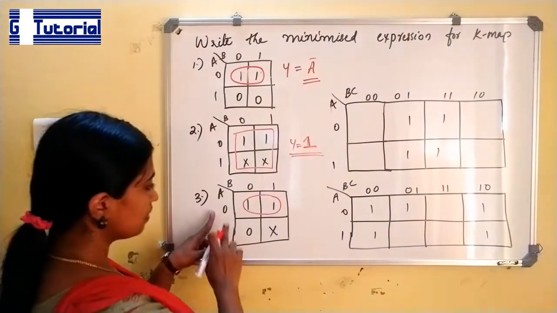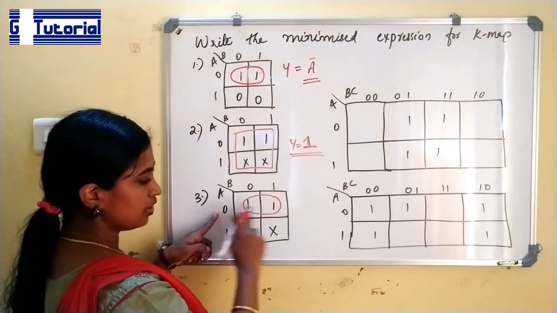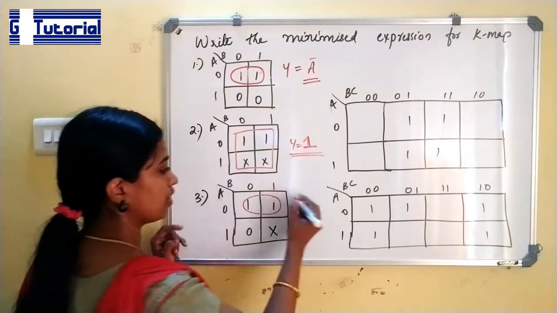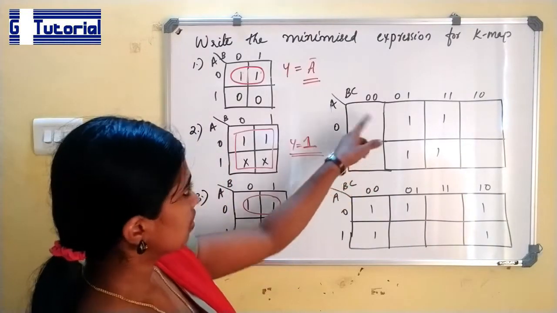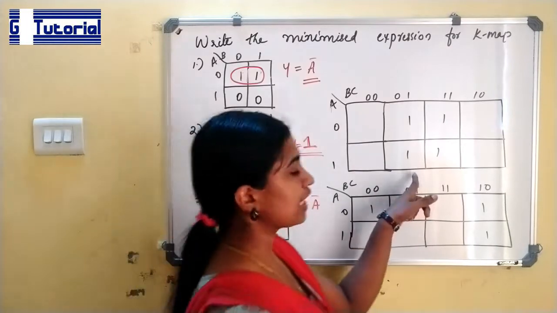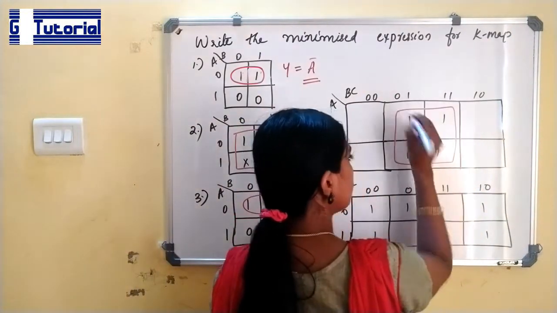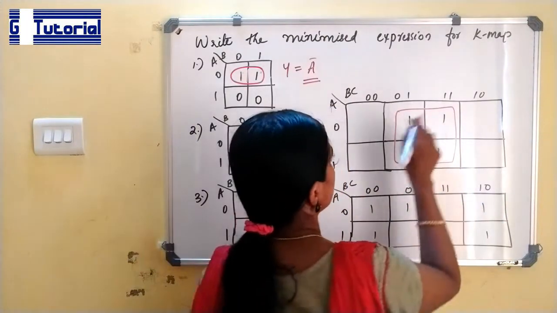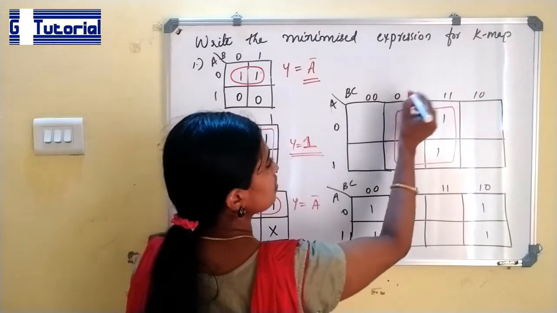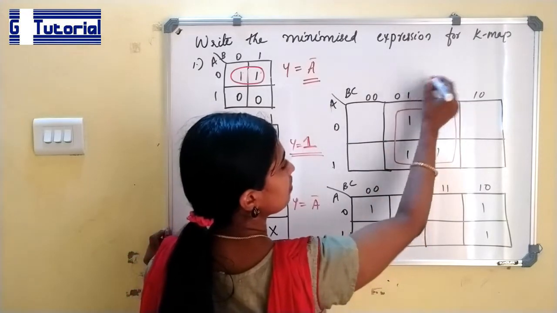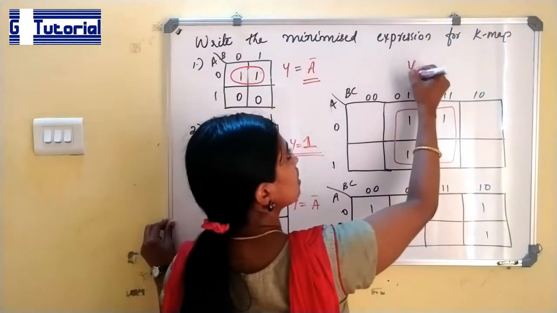So the minimized expression is, here A is not changing. The value of A is 0. So the output is A bar. Next one. This is a 3 variable K map. Here it can be easily solved. You can form a quad. In this case, the value of A changes from 0 to 1, B changes from 0 to 1, but C does not change, it stays 1. So the output is C.